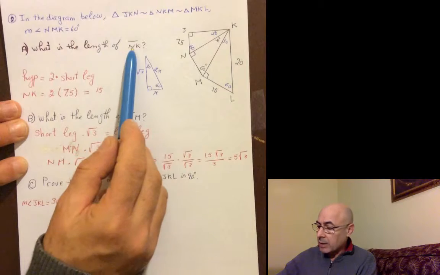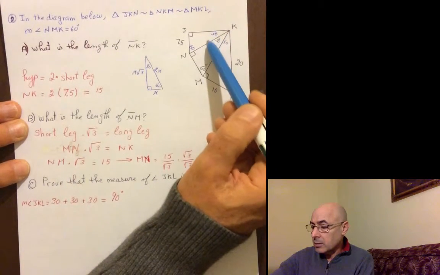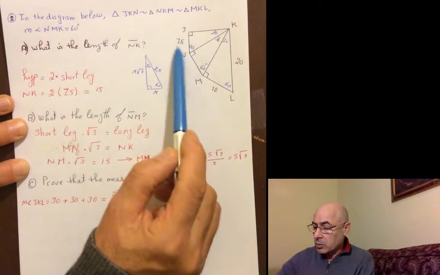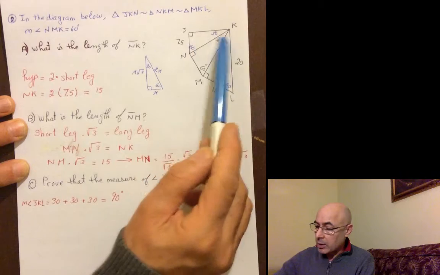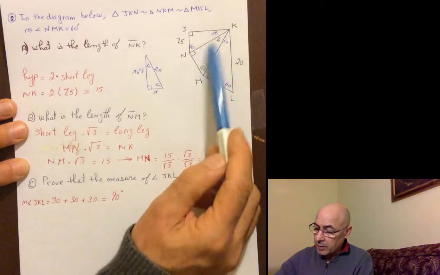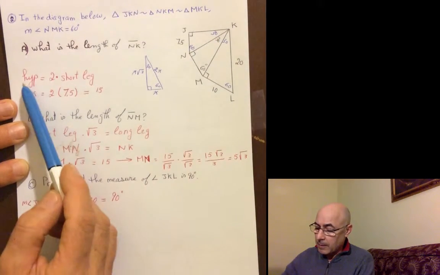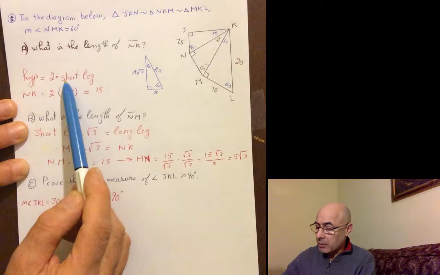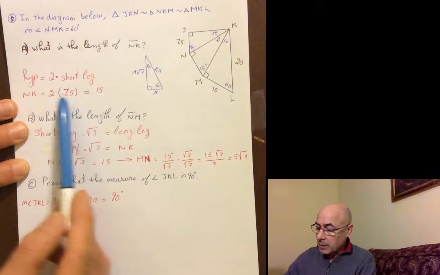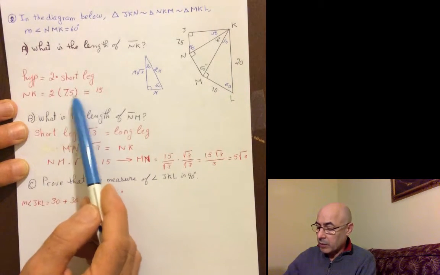What is the length of NK? We want to find how long is NK. This is the 30 degrees, so this is the short side, or the short leg. If I know the short leg, how can I find the long leg? Or how can I find the hypotenuse, NK? Over here you want to find the hypotenuse, NK. Hypotenuse equals 2 times the short leg, but the short leg is 7.5. So the hypotenuse, which is NK, equals double 7.5, which is 15.